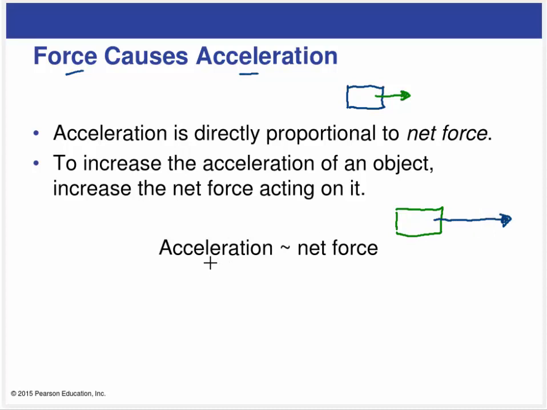So what we can say is, if we want to increase the acceleration of an object, increase the net force on the object. So the net force is proportional to acceleration. That little squiggly right there just means proportional to, which means it kind of goes with. So as the net force goes up, acceleration also goes up.